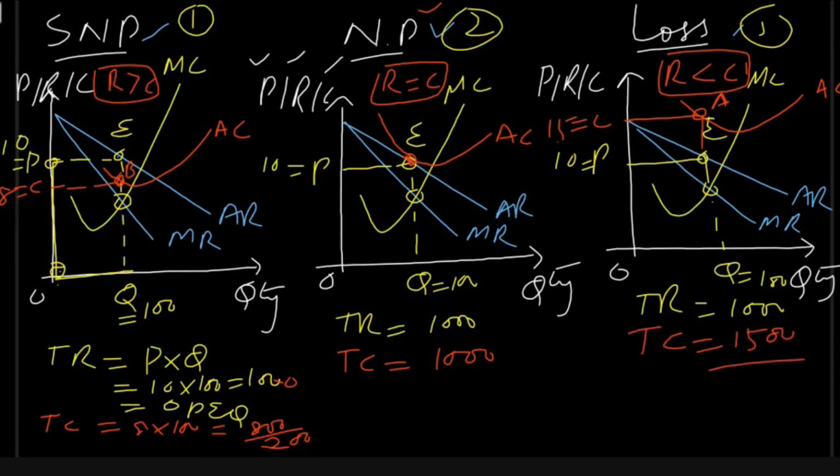So there will be loss of $500. So there is loss of $500 because total cost is 1500, means you are producing certain goods at $1500, but when you sell it in the market you get only $1000, so you are losing $500.